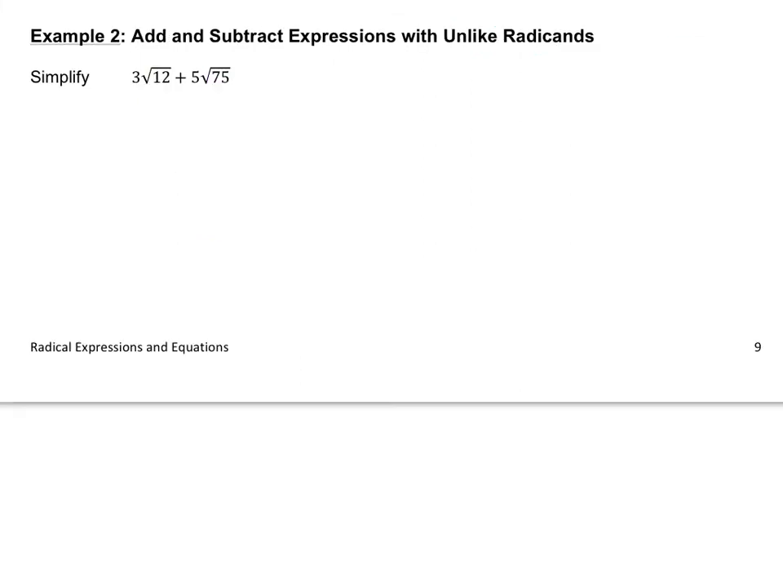Example 2 says add and subtract expressions with unlike radicands. So this means we had unlike radicands in the previous example, but what we did is we combined the ones that were like, and the ones that were not like, we kept them separate. This time we've got 3 times the square root of 12 plus 5 times the square root of 75. And these, in fact, are not yet simplified.